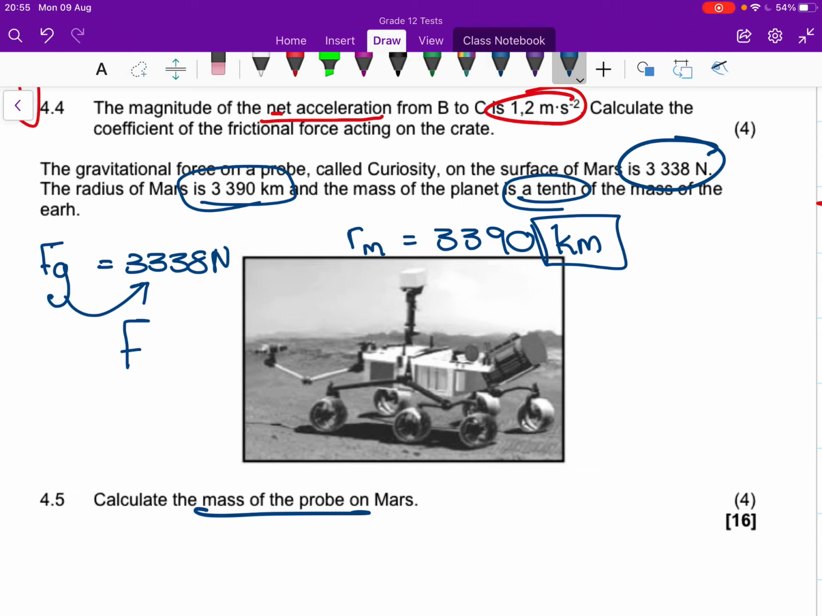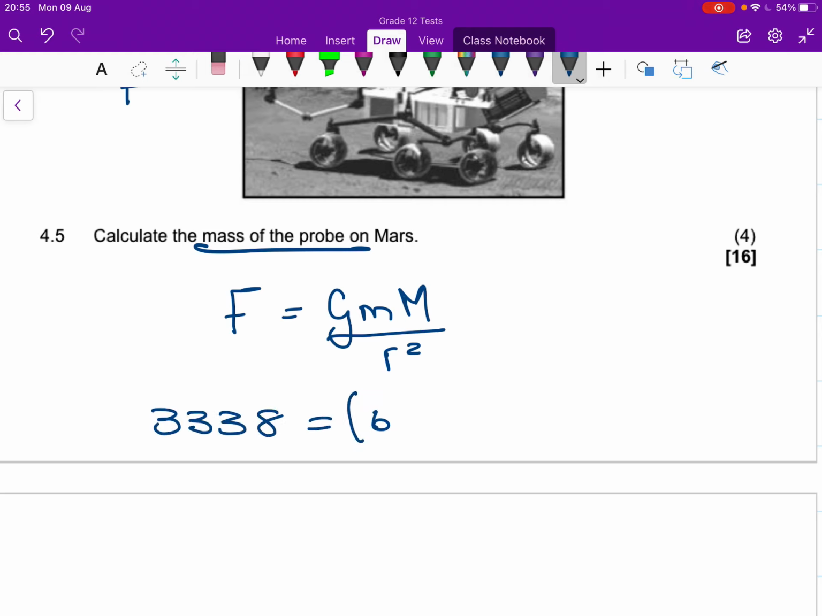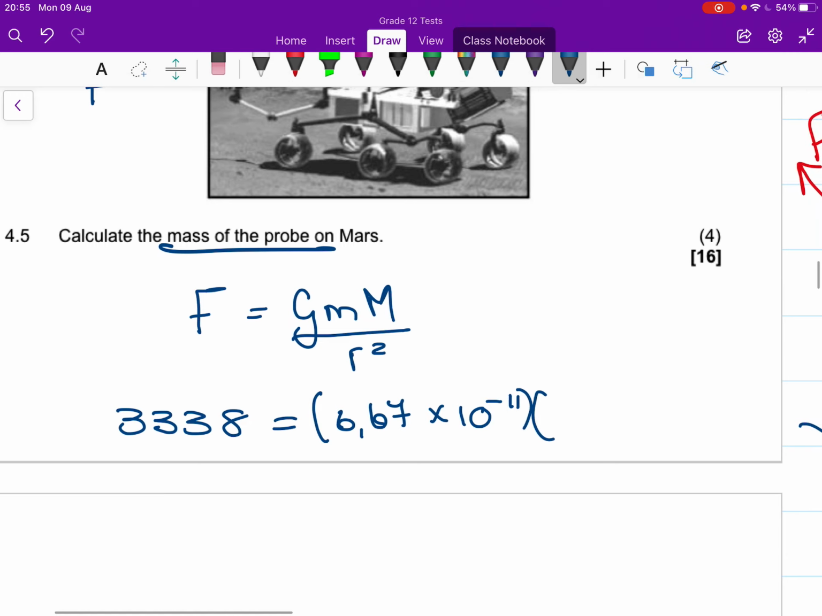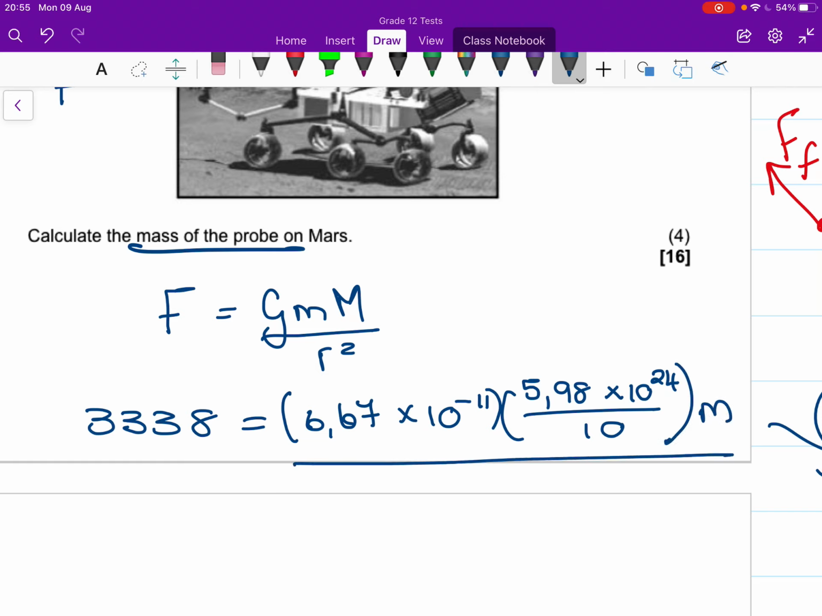Some of you went the way of trying to find the gravitational acceleration on the planet and then finding m. Not a problem. But you simply could have done this. Now watch. I know that that's 3,308. G is a constant. The mass of the planet was 1/10 the mass of the Earth. The mass of the Earth is a constant, which is given to you on your information sheet. I'm going to divide by 10, and I want the mass of the probe. Most of you got this part.